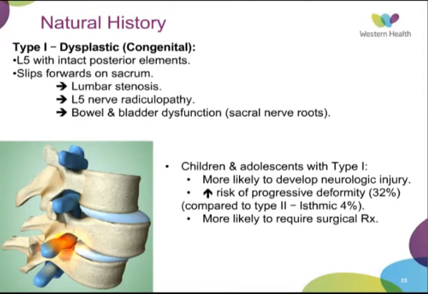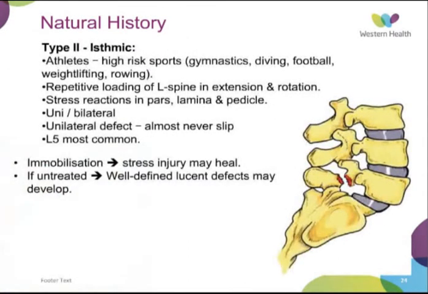So children and adolescents with type 1, they're more likely to develop a neurological injury or neurological symptoms. So they have an increased risk of progressive deformity, and also compared to type 2, which is around 4%. And they're more likely to require surgical intervention because of the neurological symptoms that they might have.